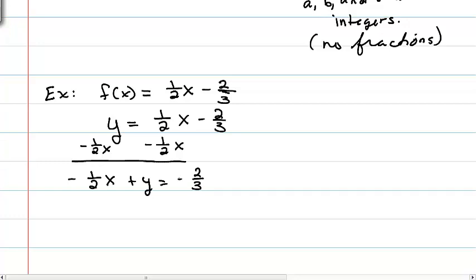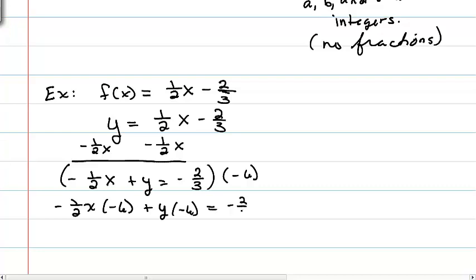And we also can't have fractions. I also like x to be positive. So I have two fractions right now, 1/2 and negative 2/3. And I want to multiply by the common denominator of those two fractions so that they're eliminated. So I'm going to multiply everything in this equation by negative 6. So we're going to take negative 1/2 x times negative 6 plus y times negative 6, and that's equal to negative 2/3 times negative 6, sorry.